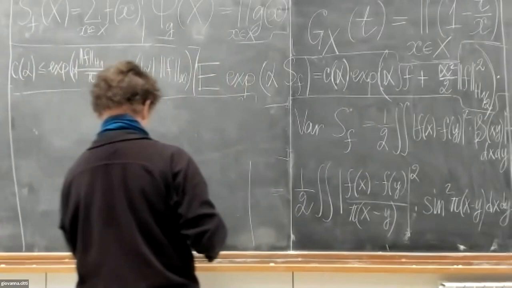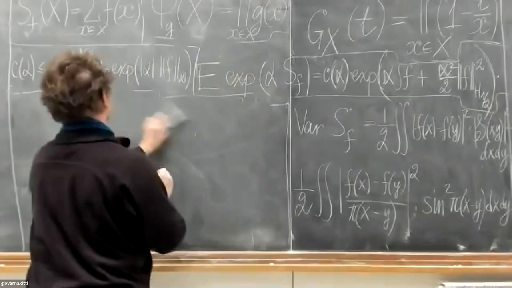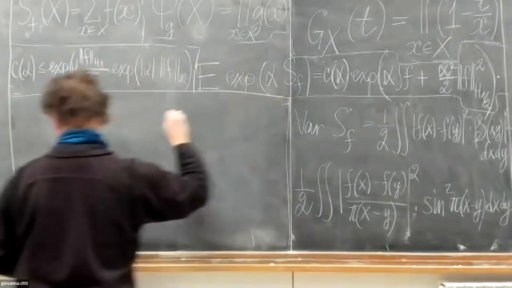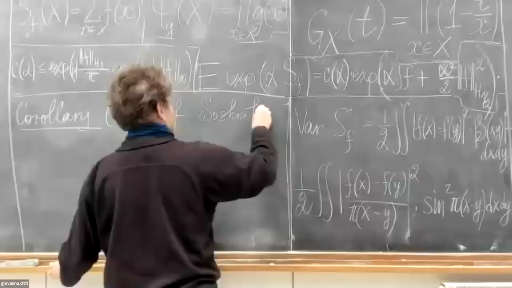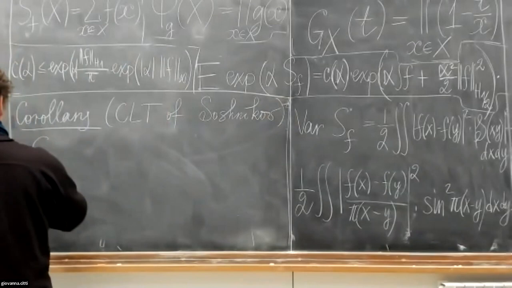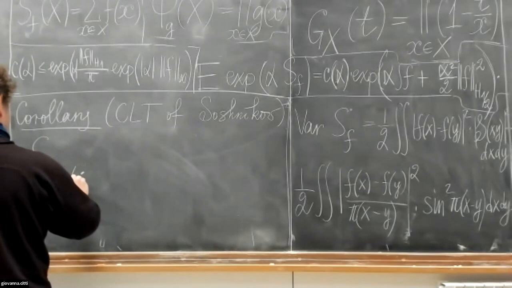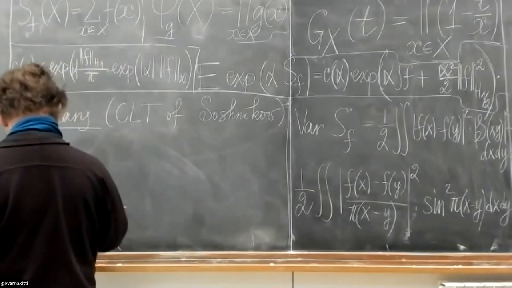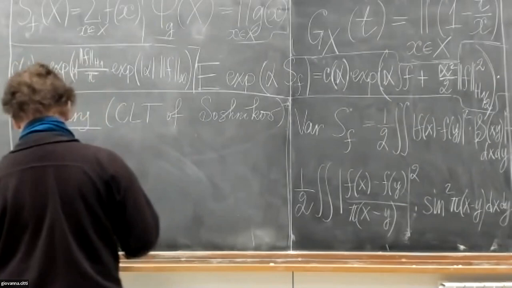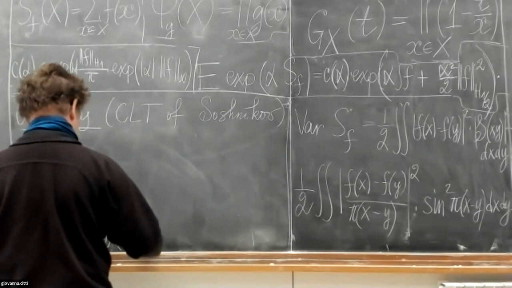Corollary, and this is called the central limit theorem of Sosnikov. The additive function of f, of the function divided by r, for f considered with integral zero, divided by the norm of f in H1 half, converges to the standard Gaussian.